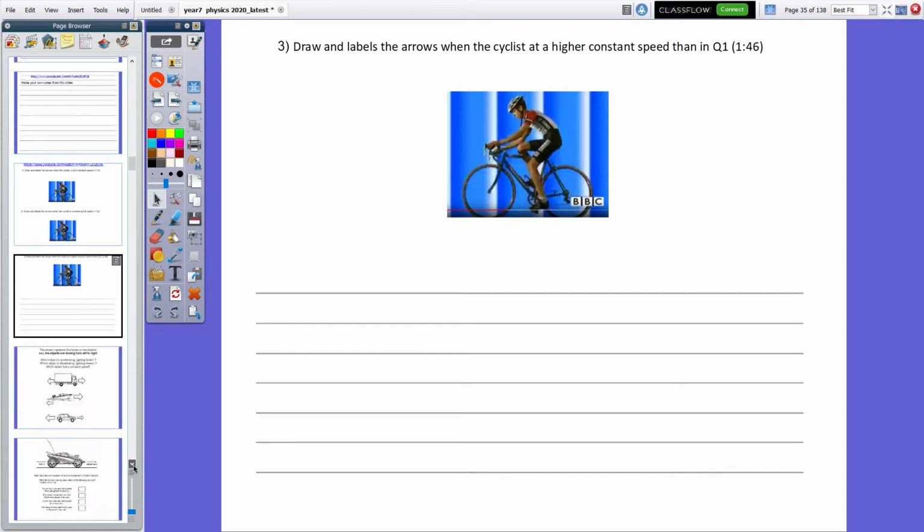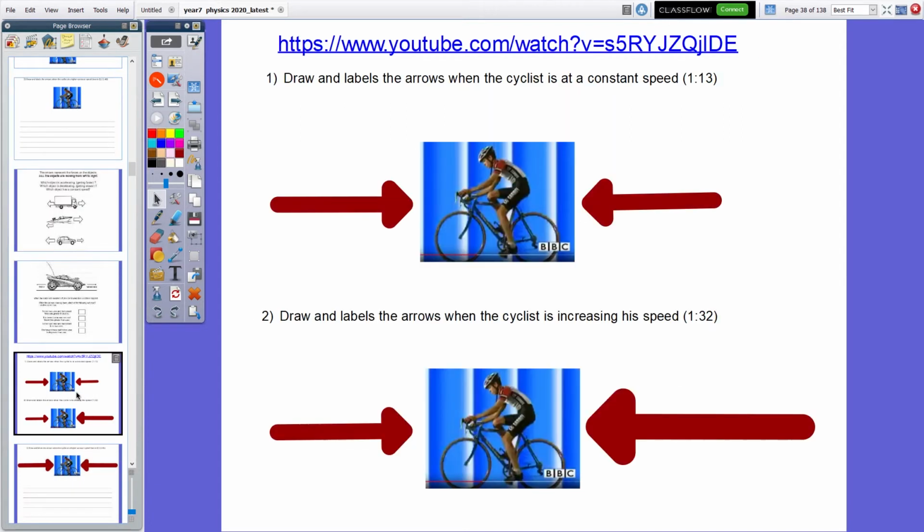Okay, well, in the first one, what are we looking at? Draw the arrows when the cyclist is at a constant speed. You should have ended up with something that looked a bit like this. You should have ended up with a driving force or a push force that was behind them and a resistive force. And when you have a resistive force and a driving force, and they are balanced, can you see the forces all look pretty much the same here, but they're in the opposite direction. The arrows are the same, but they're in the opposite direction.